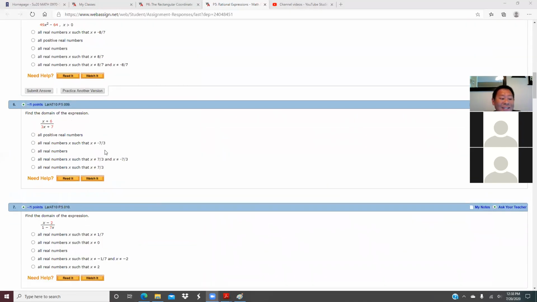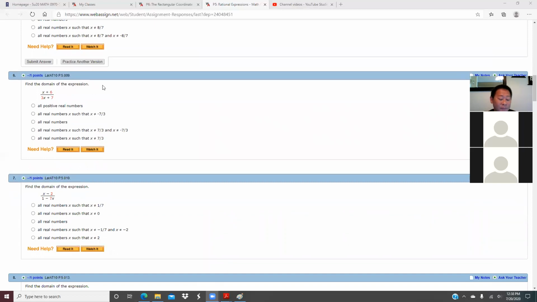How about question 6? Find the domain for this. Now, if you have a fraction, then your answer will be either B, D, or E. The reason why is because when you have a fraction, it's always all real numbers except something. So what will question 6 be?